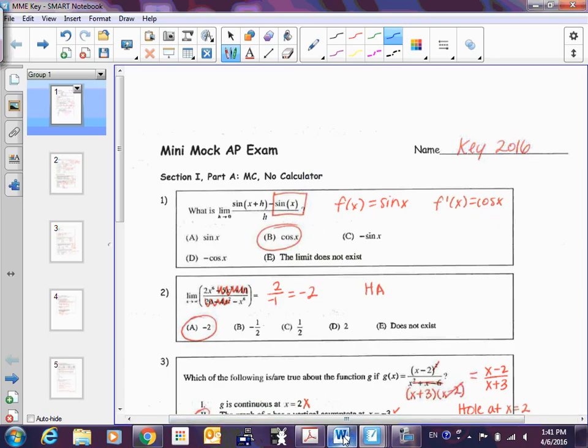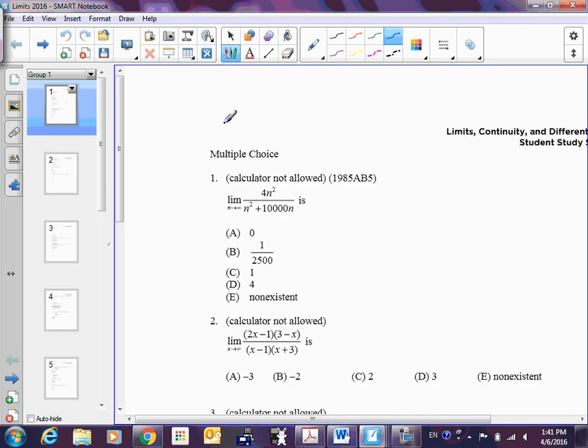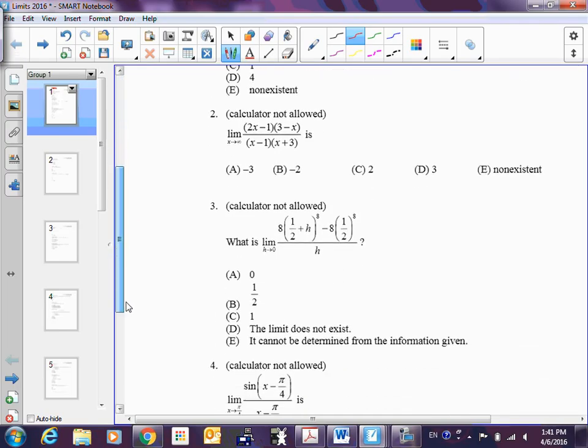So I want you to look on your packet 1. Yours actually says packet 1 right up here. In this packet, if you look at the title here, limits, continuity, and differentiability. That's what we're going to review today and tomorrow. Do you see any problems that have limit as h approaches 0? 5, and even 3.